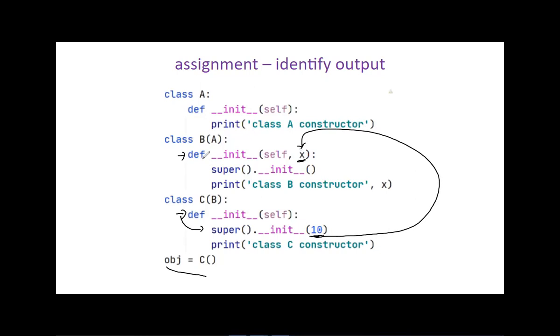Now when it's executing this constructor, again in the body it has super.init. So what will be the output then? First, class A constructor will be printed. After that, class B constructor 10 will be printed. After that, class C constructor. So your output will be class A constructor, then class B constructor 10, and after that class C constructor. This will be the output of your code.